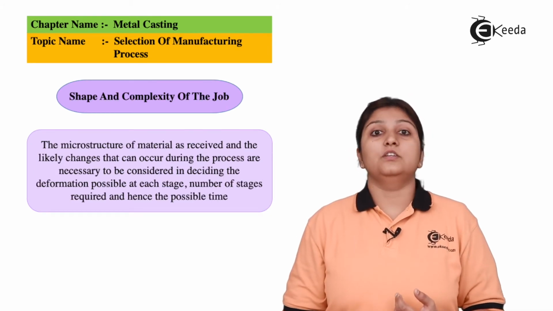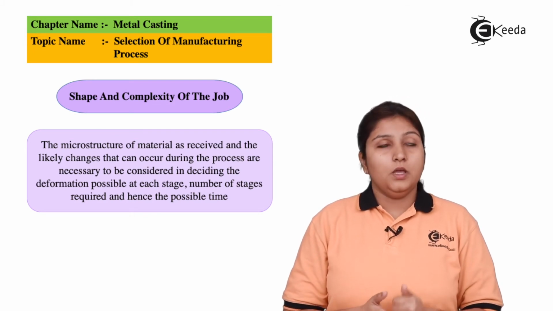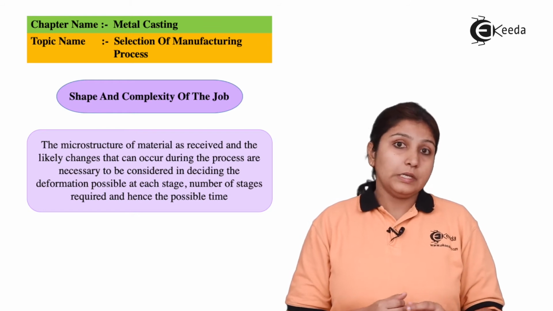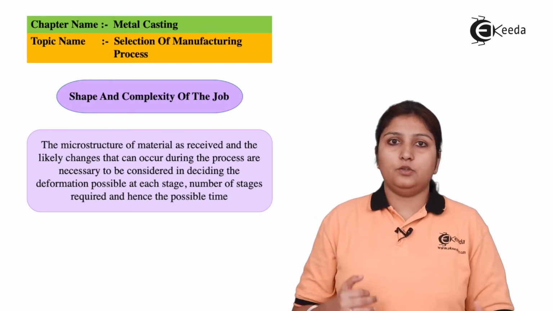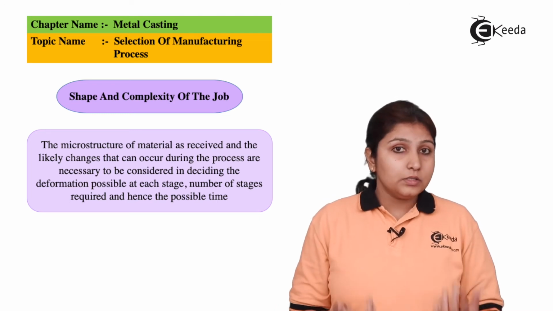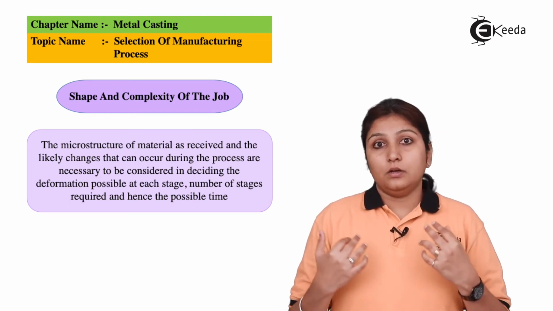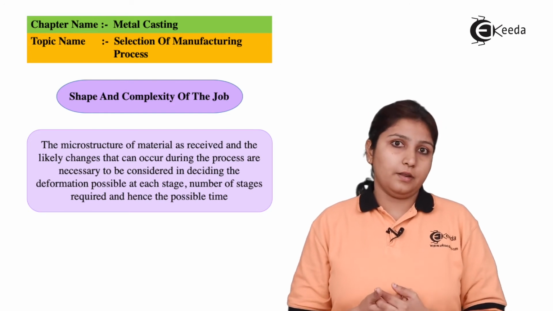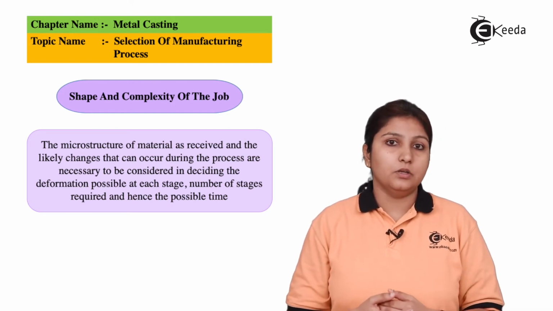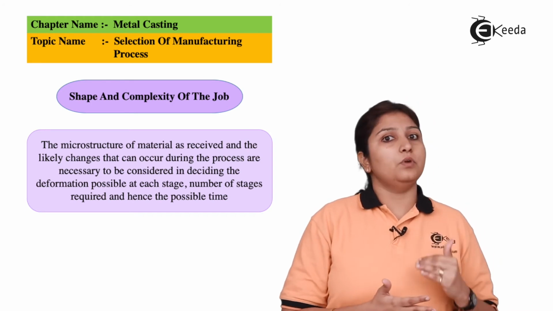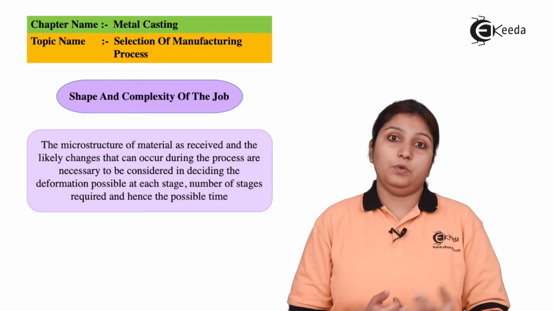The next criteria is the shape and complexity of the job. How the job is made. What is the shape of the job? Whether it needs different parts to be cast and joined together, or whether it can be made in one piece. What is the shape? What are the different diagrams? What are the different complexities of the job? This is a major criteria after material selection. So after seeing the function, we have to select the material, and then we have to come to the shape, how it has to be made.